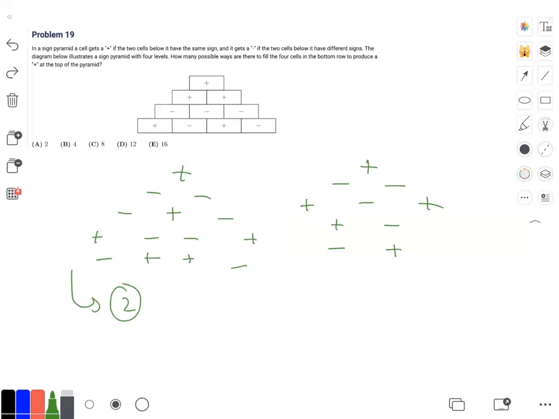So if we were to have plus, minus over here, then this has to be the same sign, and this has to be the same sign, because these 2 are plus signs. Similarly for this one, since we have a plus over here, this has to be the same sign, and that has to be the same sign. So again, we have 2 cases. So we've covered all the cases. We have 2 plus 2 plus 2 plus 2, which is 8. So that's C, and we are done.